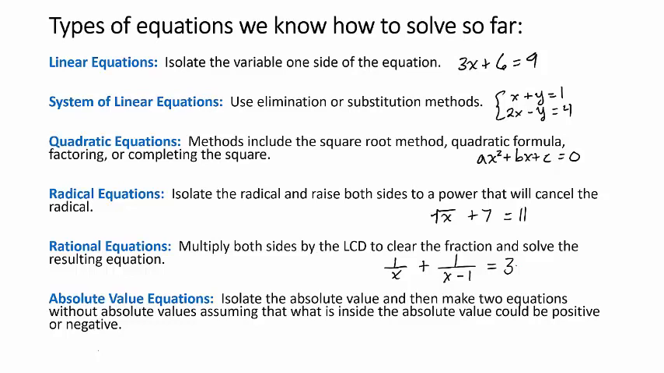Okay, also absolute value equations, right? So something like absolute value of x plus 1 equal to 7. Make sure the absolute value is isolated on one side of the equation, and then you would make two equations of this. In this case, you'd have x plus 1 equal to negative 7 and x plus 1 equal to positive 7, because you're not sure if the stuff inside the absolute value signs is positive or negative. All right, and then of course you'd have to solve them both.